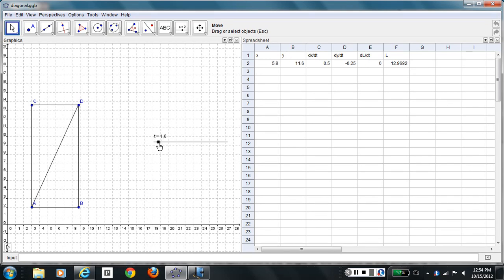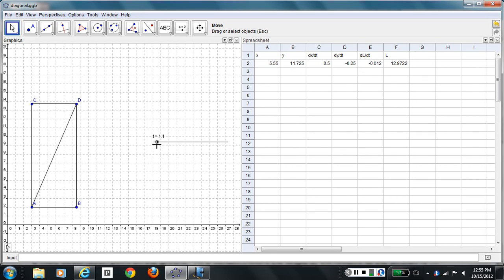Well, L itself is decreasing, but dl dt is negative, so it causes L itself to decrease. I'm going to go back to 0 and do that again. So look at L. L goes from 13 down to 12 point something. So initially, L is decreasing because dl dt is negative.